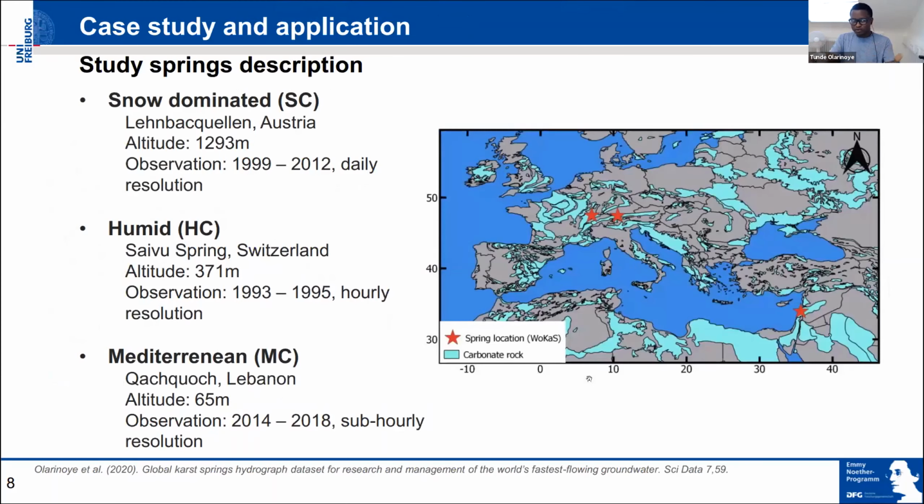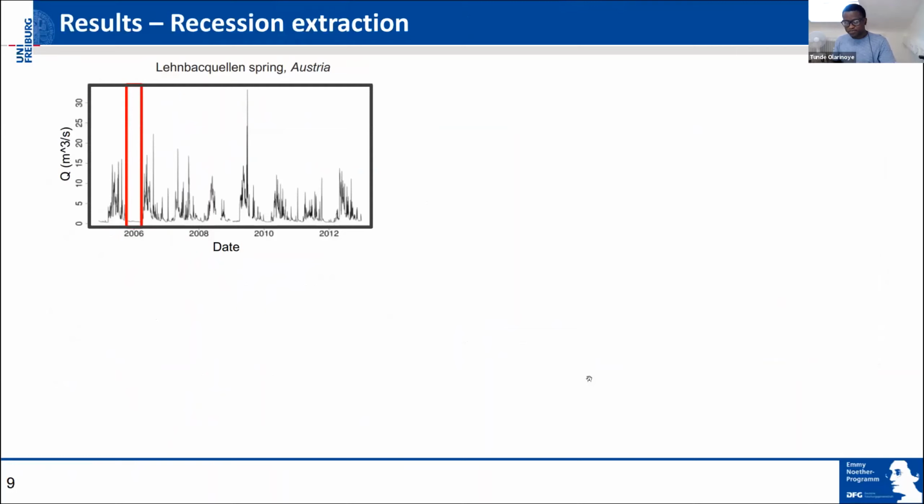And then we apply them to three catchments, springs in Austria, Switzerland, and Lebanon. We have the snow catchment, the humid catchment, and the Mediterranean catchment. And all these data sets are in daily resolution, and they are available on the WoKaS database.